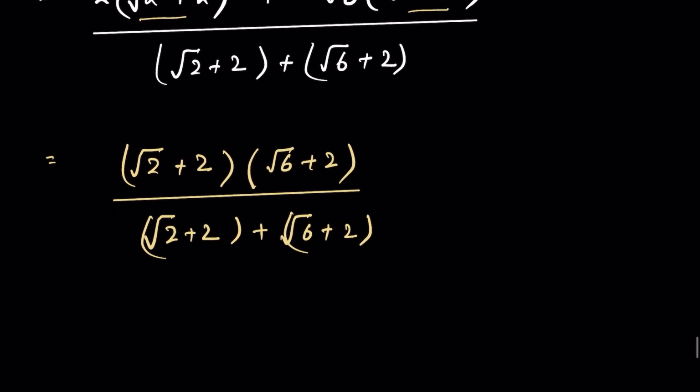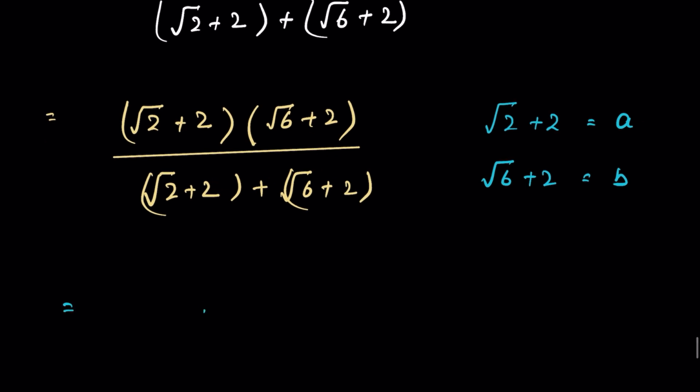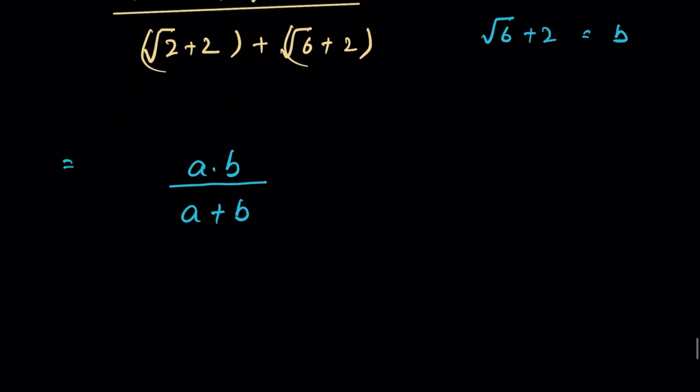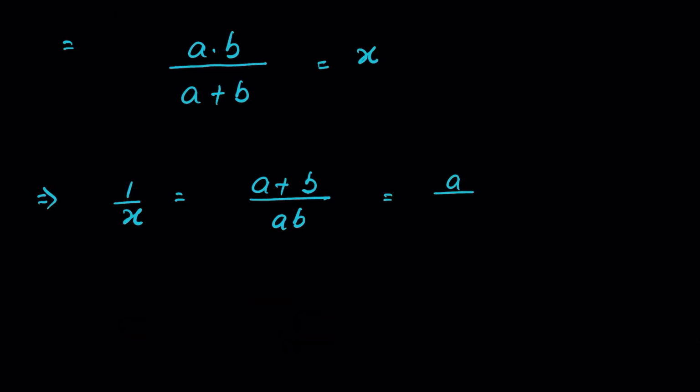Now let's consider square root of 2 plus 2 equals a and square root of 6 plus 2 equals b. Then we can write it as a times b upon a plus b. Let this be equal to x. Or we can write 1 upon x equals a plus b upon ab. Or we can write it as, ab is the common denominator, so a upon ab plus b upon ab. Or this is equal to 1 upon b plus 1 upon a.